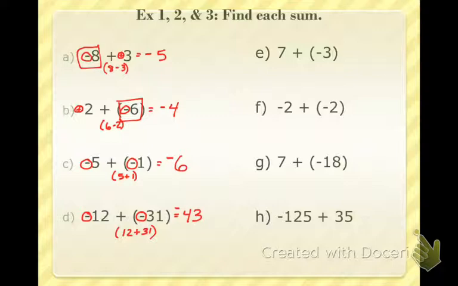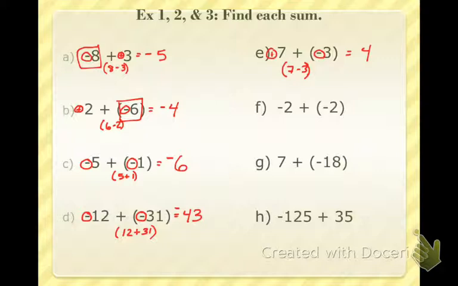E. They are opposite signs. You have a plus that's hidden and a negative. So you're going to subtract 7 minus 3. And 7 minus 3 is 4. And the 7 is the bigger number, so it's a positive, so you can either put a plus sign or leave it just 4.